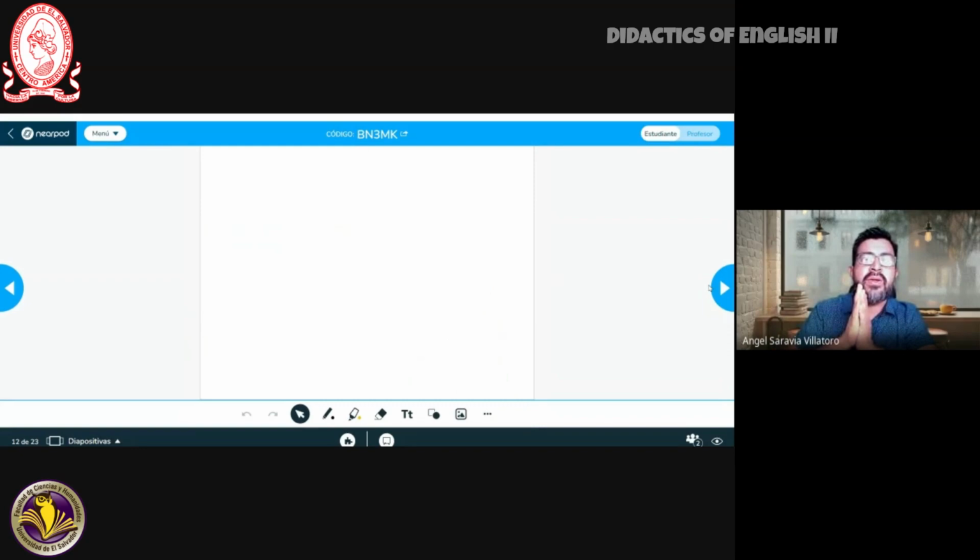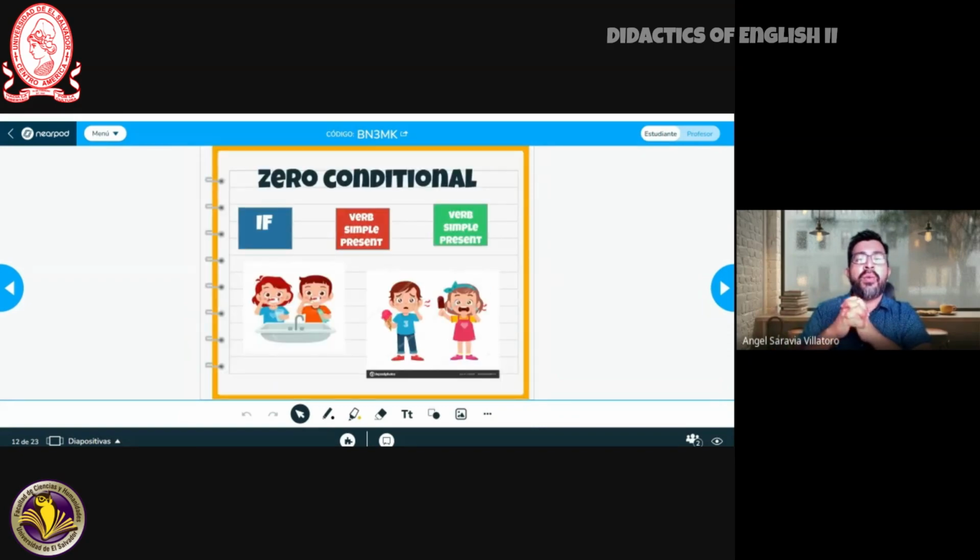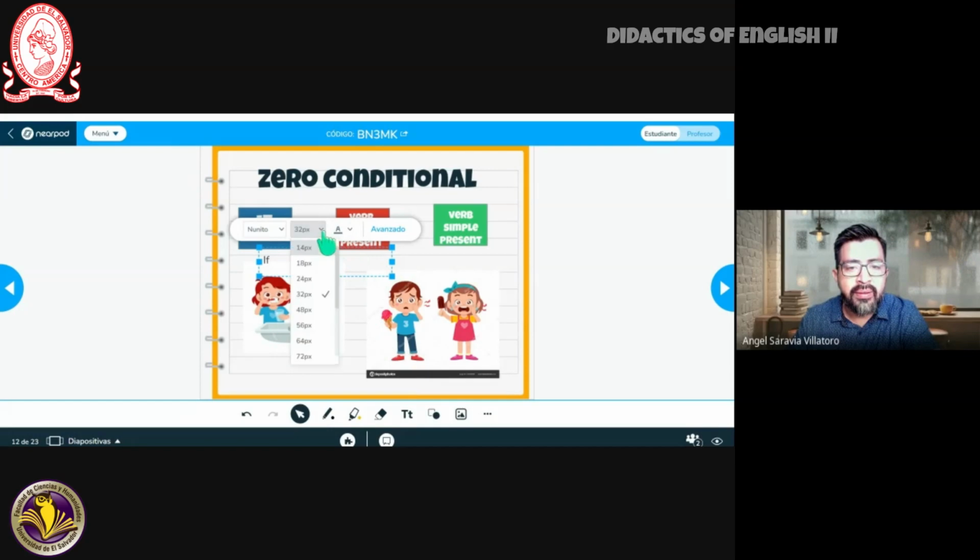So this is the zero conditional. In the zero conditional, we have the if, then we have a verb in simple present, and then another verb in simple present. Let me show you with this example. We can create this sentence together. We're going to start with the if, right? If, all right? What are these kids doing? They are brushing their teeth, right?